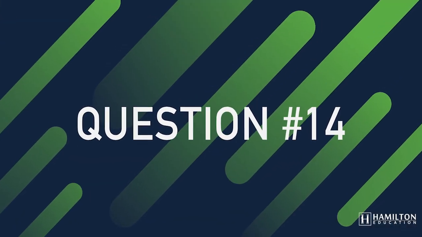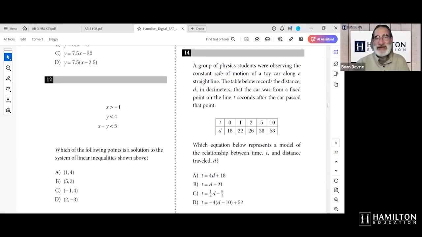Question 14. A group of physics students were observing the constant rate of motion of a toy car along a straight line. The table below records the distance d in decimeters that the car was from a fixed point on the line t seconds after the car passed that point. And we got a table of values when t is 0, d is 18, 1, 2, 5, 10, and respective d values. Which equation below represents a model of the relationship between time t and distance traveled d?